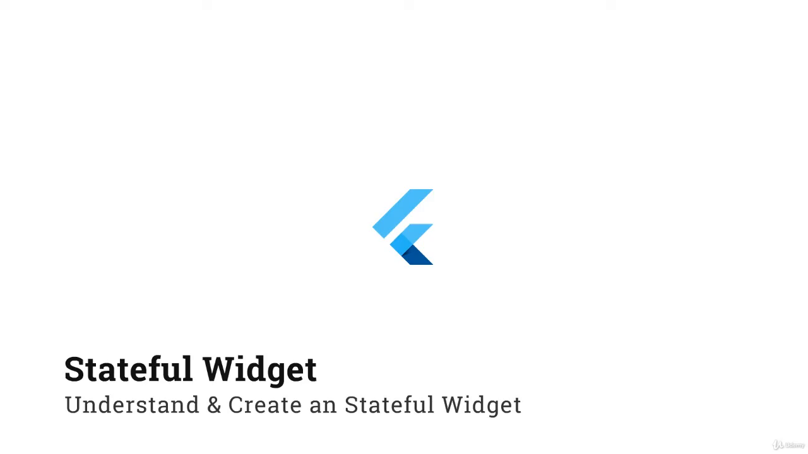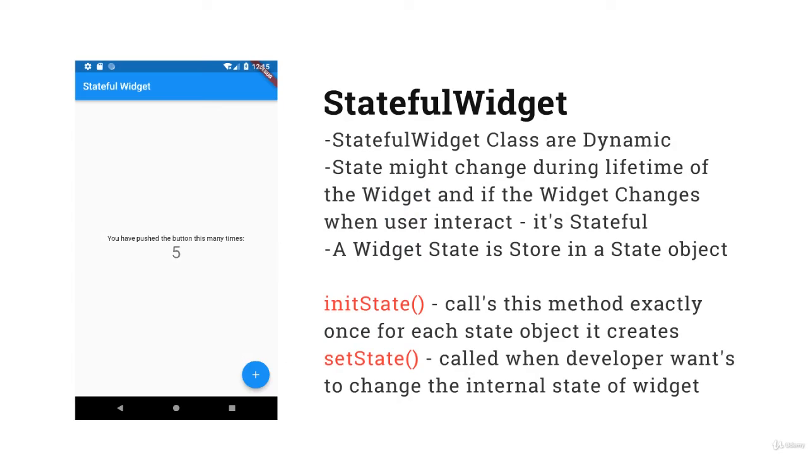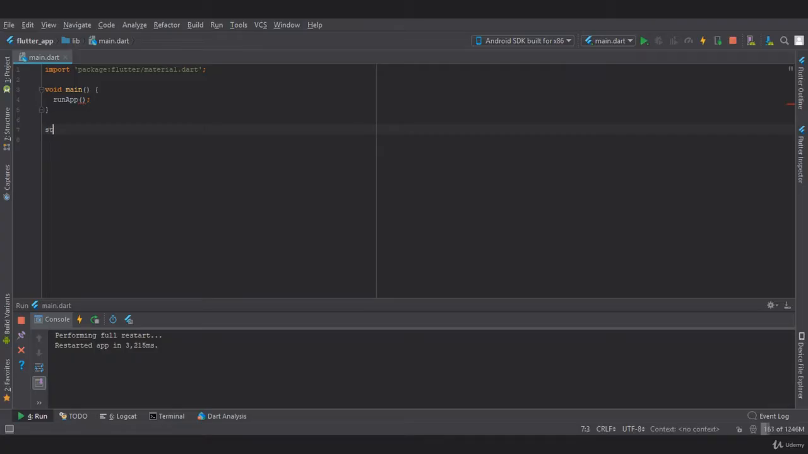In this video, we are going to create and understand a stateful widget. A stateful widget, as the name suggests, is a dynamic widget where you can manipulate states, which means if you want to perform certain operations on a widget in Flutter, you need to use a stateful widget. To create a stateful widget in Android Studio, you need to type stful, which prompts you an auto completion.